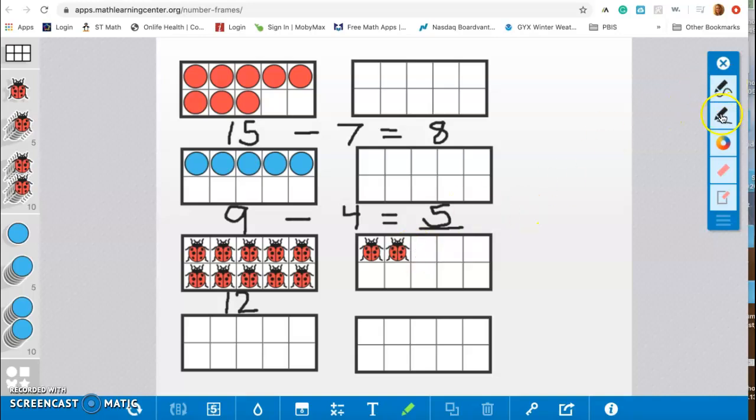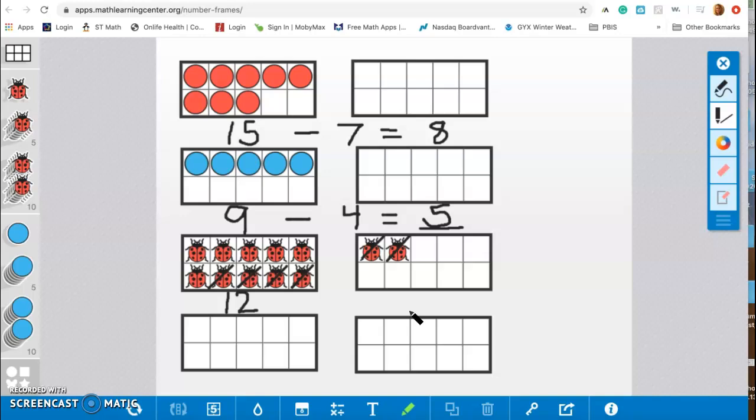So I know that when Mrs. Corlett was working with some of you on this, or Mrs. Michael or Mrs. Giberson, sometimes you may have used a little slash to show that something is going away. So I'm going to show you that. 1, 2, 3, 4, 5, 6 ladybugs went away.